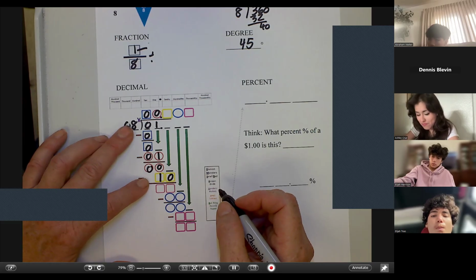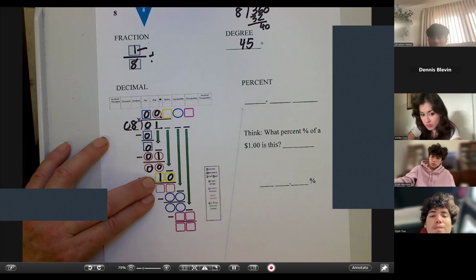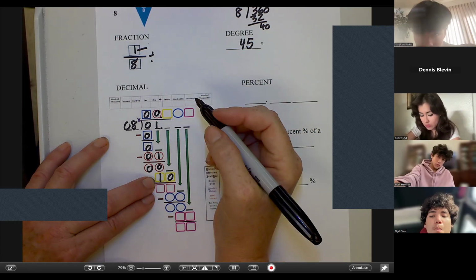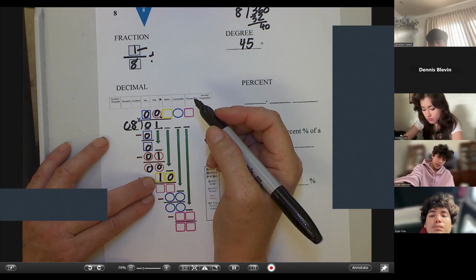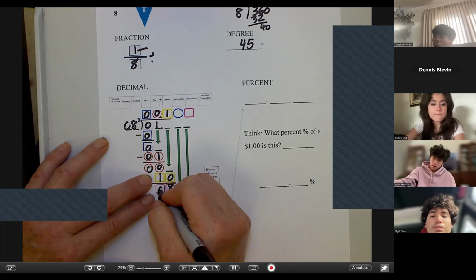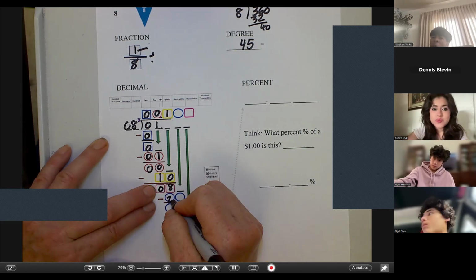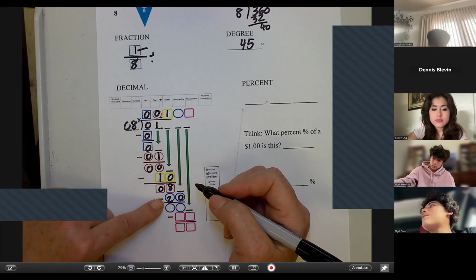Okay. 8 goes into 10. Eli, how many times? Once. Yep. Okay, so we go 8. 10 minus 8, that's a 2. Bring down the 0. Got it.